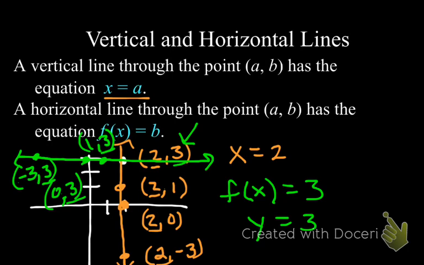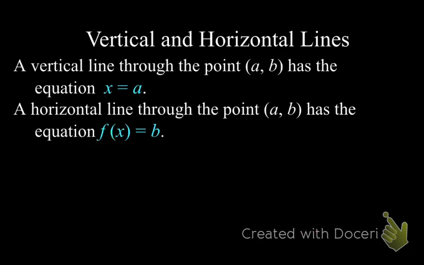To clean this up a little bit and just remind us, let me do this. All right. So just to remind us, when we're dealing with a vertical line, the x values will never change. That's why you get x equals a. When we're dealing with a horizontal line, the y values will never change, and that's how we get the equation f of x, or y equals b.